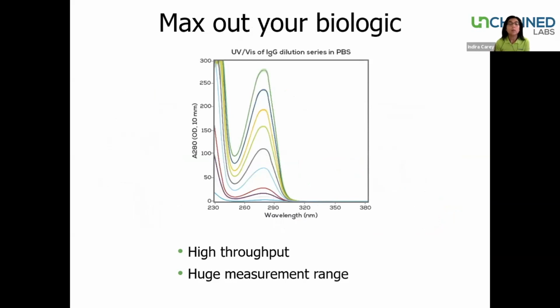Lunatic offers a wide concentration range for measurements, from 0.03 up to 275 OD. Here, we're showcasing that range using a dilution series with IgG. For double-stranded DNA, that translates into an upper limit of 13.8 mg per mL. With Lunatic, you can get high throughput capability using just 2 microliters of sample and across a wide concentration range without sample dilution.